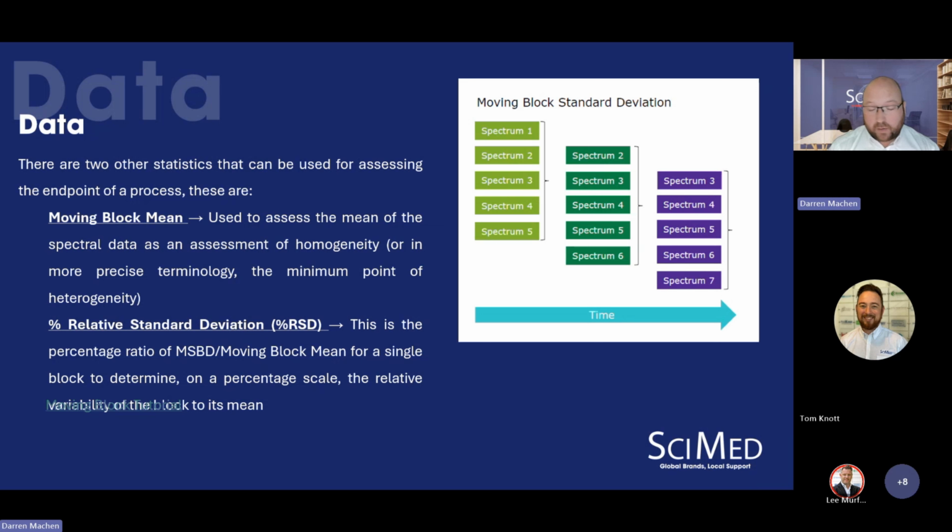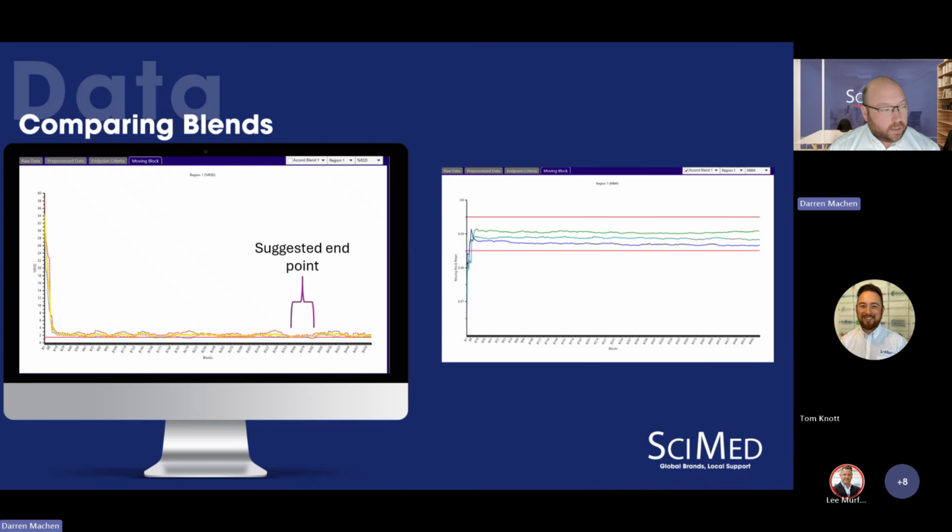And then from that, we can decide what we want to plot to look at how that process is changing over time. We might look at the moving block mean, or we might look at the moving block standard deviation and see how that plots over time. What that means to the person at line is that you can look at multiple blends and see how they are comparing, and suggest endpoints, for example, for drying, for blending, or maybe on a particular active ingredient. You can look at suggesting an endpoint, and this could be used as a quality tool. Do the batches always perform the same? You can also use it as a production tool to stop the blender.